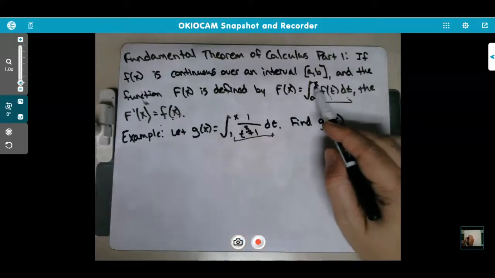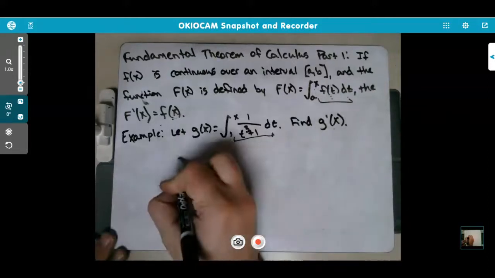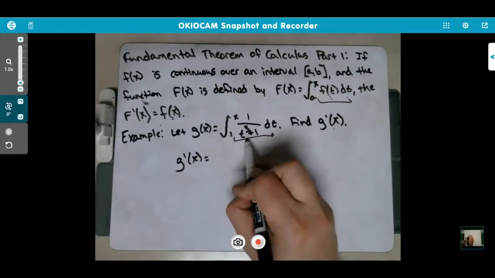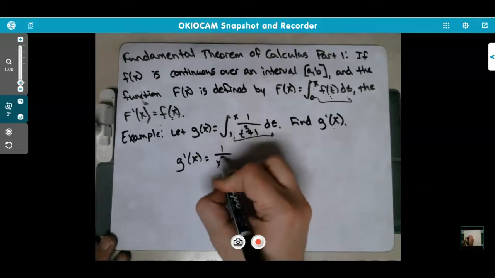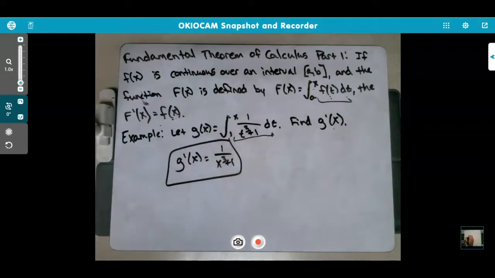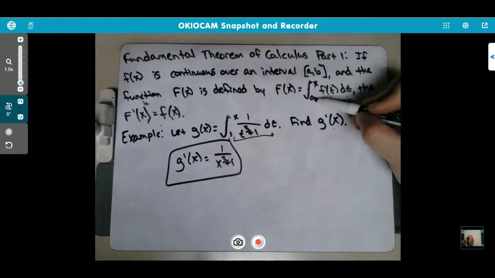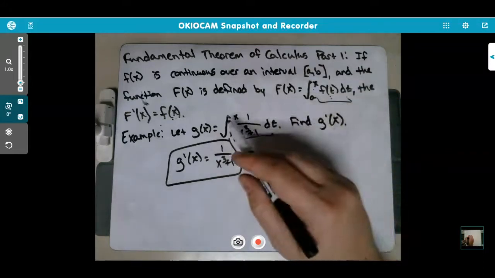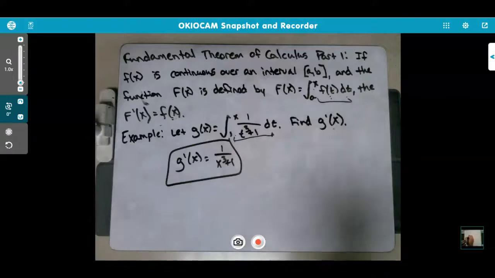F of x. So all I've got to do is plug in the x here. And we get 1 over x cubed plus 1. That's it. That's all I've got to do based on this rule here. But to be clear, it's got to be a constant down here and an x here. If that happens, I just have to plug in x to find what the derivative is. Let's look at another example.